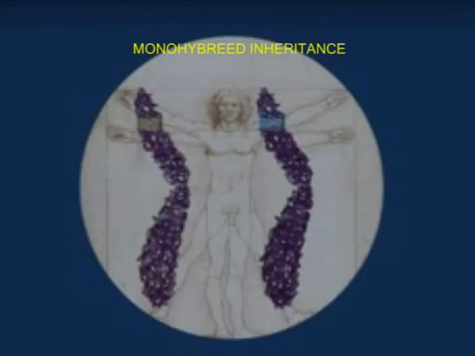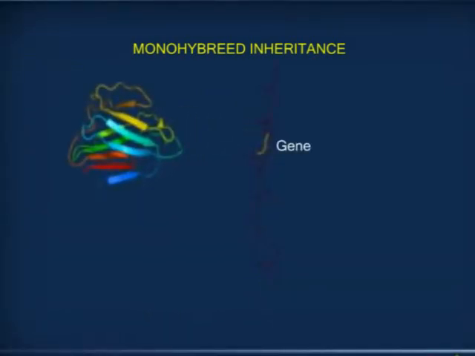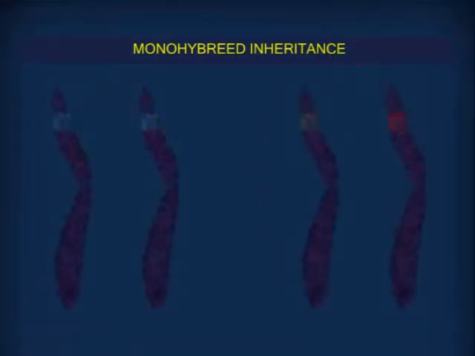It involves the transmission of just one pair of contrasting characteristics or traits, such as tallness and dwarfness for height, or smooth and wrinkled for shape of seed coats. A single pair of hereditary factors known as genes controls such traits. Genes occur in pairs on chromosomes, and such gene pairs are known as alleles.